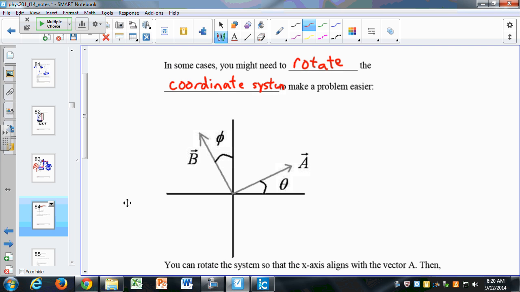Say, for example, I have two vectors like this, and drawing a coordinate system like here, like I normally would, would make the problem fairly difficult if I were trying to add up those vectors. So it's sometimes a lot easier to rotate the coordinate system so that now this becomes my y-axis, and the vector is on the y-axis, and this becomes my x-axis. So now you have these two vectors here. This assumes that theta equals phi, so these are the same angles. You have these two vectors that are now on the x and y axes.